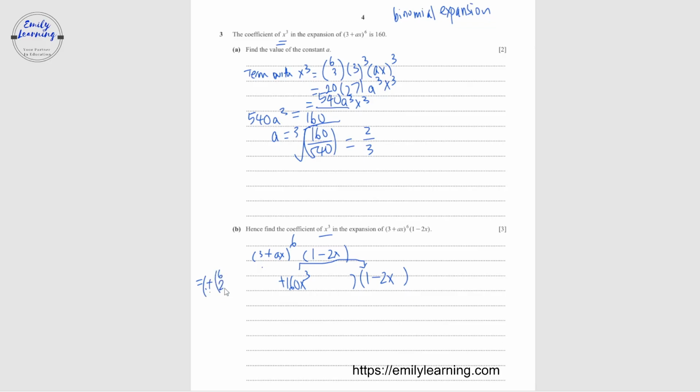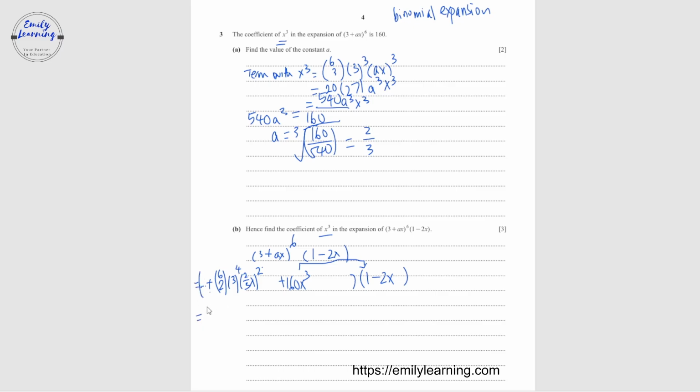Six choose 2, 3 to the power of 4, then 2/3 x squared. Okay, then I already have a plus sign here, so I don't need one, but I do need to present it nicely. So let me write the dot dot dot nicely first with a bracket.